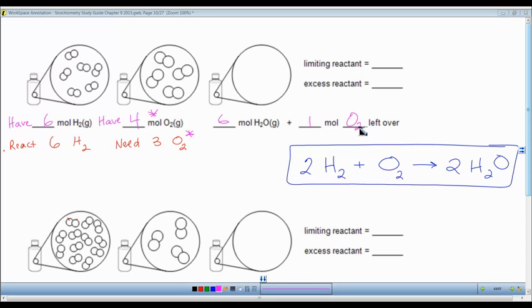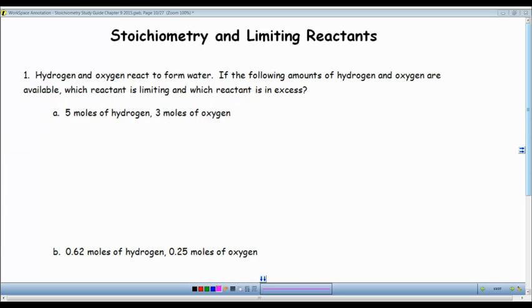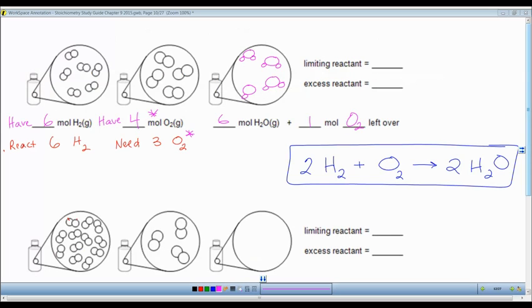I'm going to draw 6 water molecules. 1, 2, 3, oh boy, 4. I gotta squeeze them in here. 4. I think we can do this. There we go. 5. And 6. Got it. The difference now is there's 1 oxygen left over.